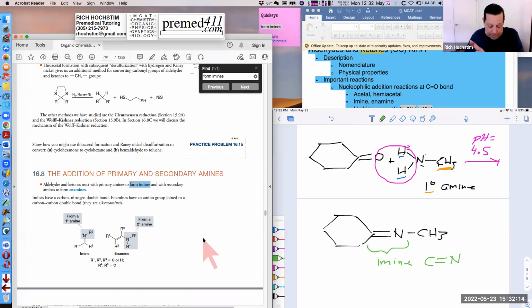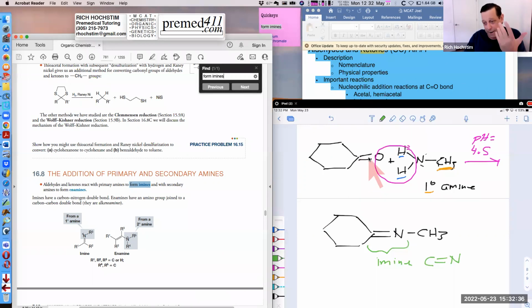Now, biologically, there's a lot of interesting things that happen with imines. The A1C test for blood sugar is actually a test of the number of imines you accumulate in your hemoglobin. We're not going to go into that, but it's a reaction of sugar, which is an aldehyde, and the terminal amine on the hemoglobin chain. Okay, you probably don't care, but I told you anyway.